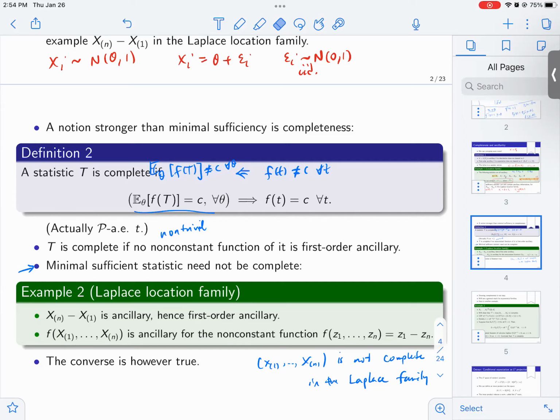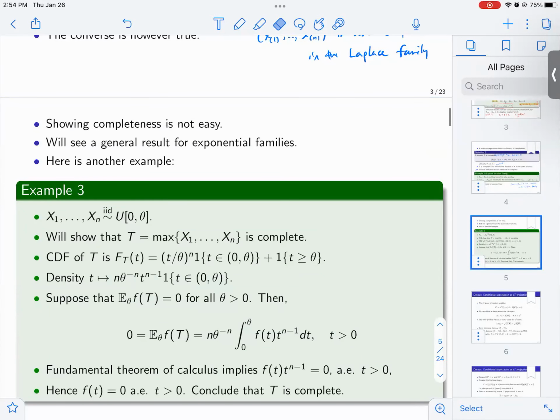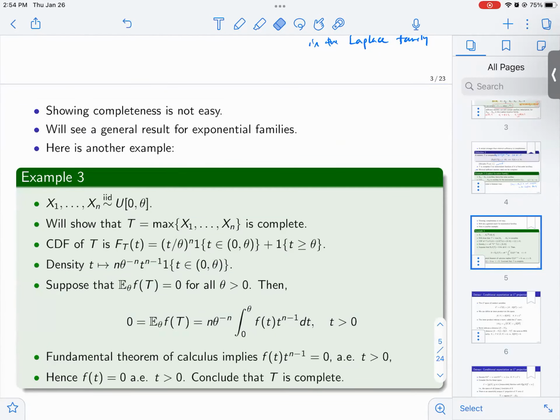Okay. No problem. I'll let you think about this. This is not an obvious kind of definition. But let me give you an example. Showing completeness is in general not easy.